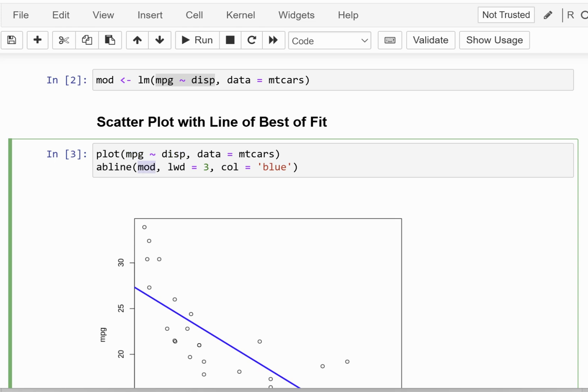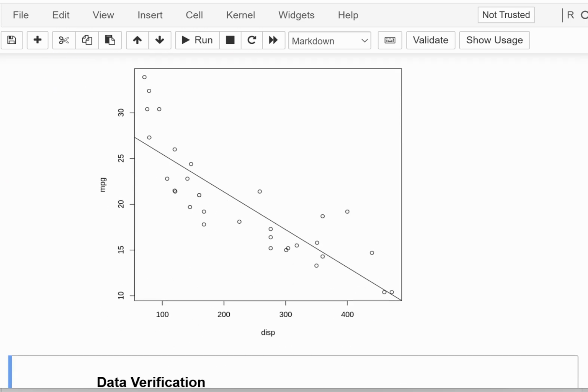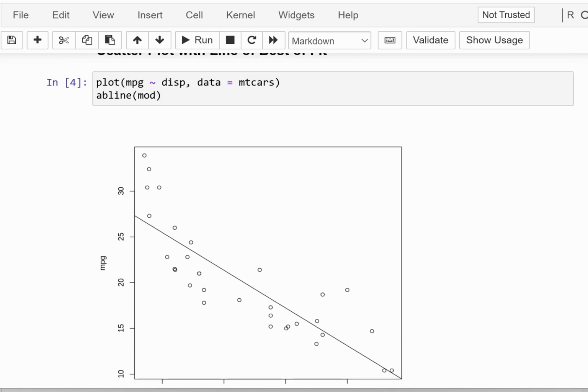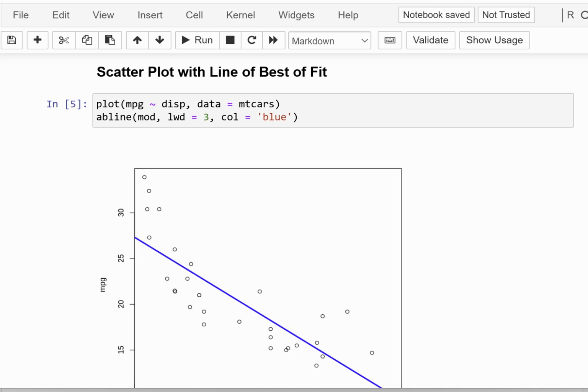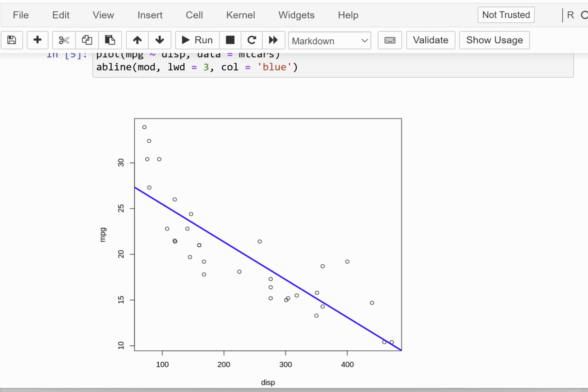And again, these are options. lwd equals 3 is an option. I don't have to use these options. It will run fine without the options. I prefer them, just to really highlight the line of best fit. This is a really strong correlation. On weaker correlations, highlighting the line of best fit is really helpful because the graph can get busy.